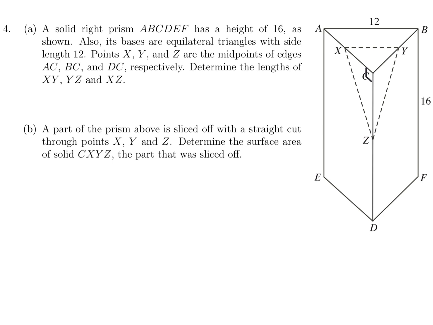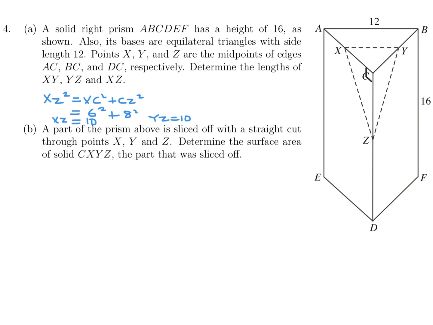So, therefore, XZ would just be a Pythagorean relationship between XC and CZ. XC is going to be half of AC, and AC is basically 12. They told you it's equilateral, so that's going to be 6 squared. And then CZ is half of the full height, which is 16, so that's going to be 8 squared. So this basically means that XZ would be the square root of 100, which is 10. And then similarly, YZ would also be 10. So that's pretty straightforward there.